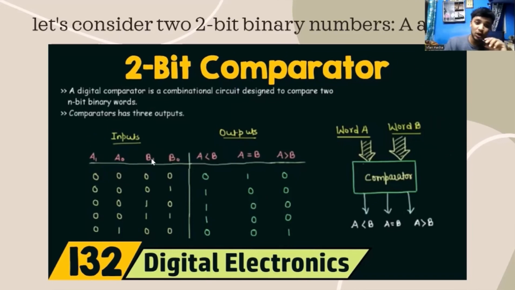Let's take a look at the truth table of inputs and outputs. We have inputs A1, A0, B1, B0, which are the 4-bit inputs. These are our inputs, and for the outputs, if A is less than B, we get an output of 1 for that case; if A is equal to B, the equal output will be 1; and if A is greater than B, the greater-than output will be 1. Depending upon the input, after comparison, the comparator gives us the corresponding output.